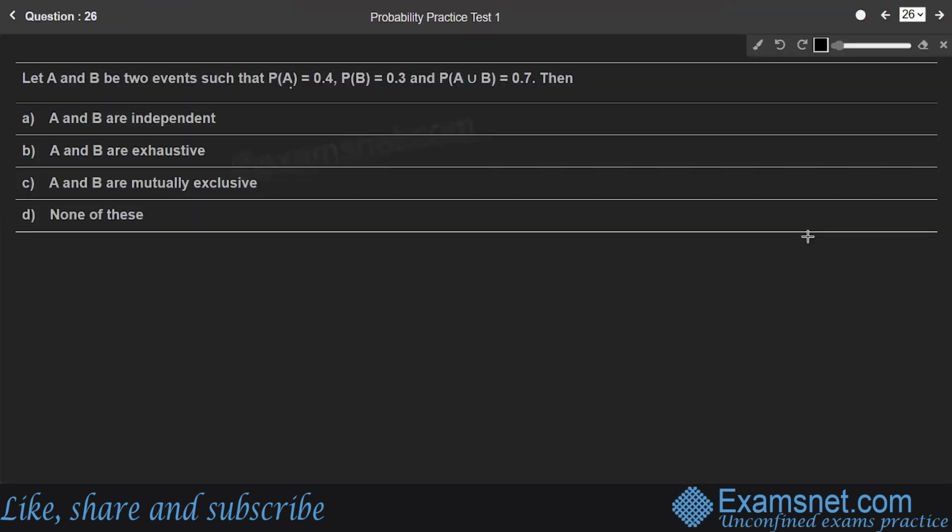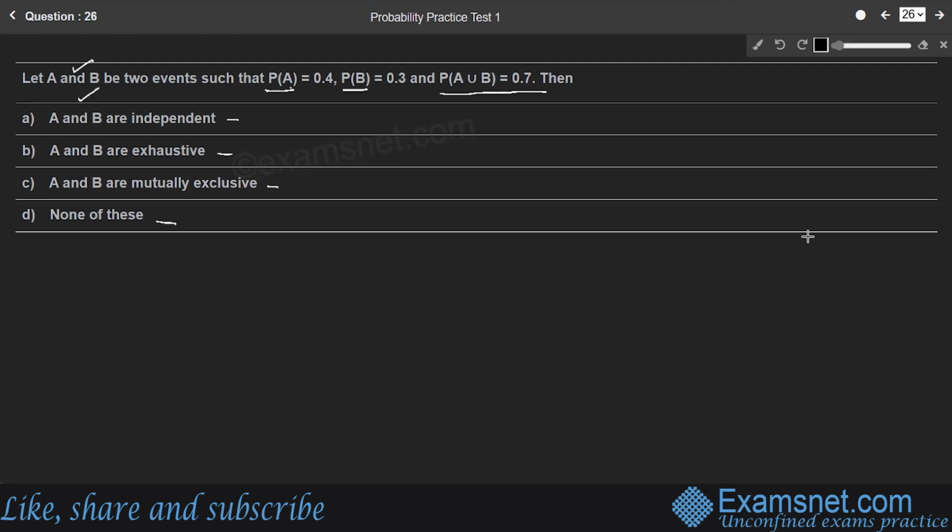Question 26. Let A and B be two events such that P(A) is 0.4, P(B) is 0.3, and P(A union B) is 0.7. Then out of four options: A and B are independent, A and B are exhaustive, A and B are mutually exclusive, and none of these.